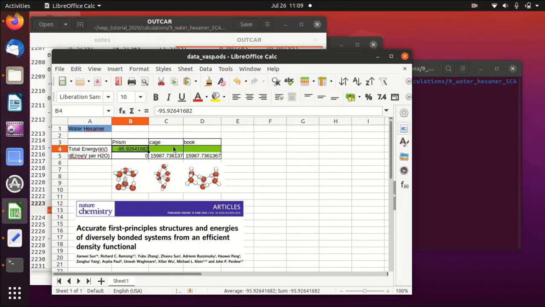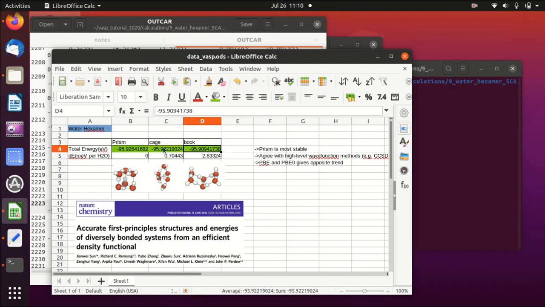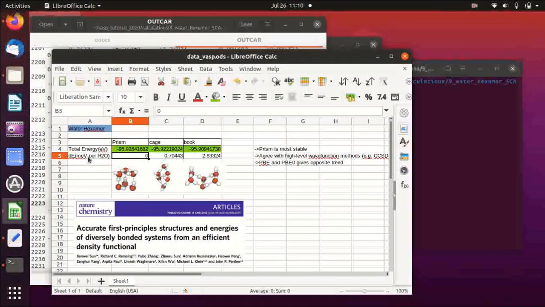Now basically for the cage and book structures, the calculation is the same. I will post the input files on my GitHub, so you can take a look at that, but I will not do the calculation now. I will just paste the result here. Now it's done. So this line is the total energy, and this line is the energy difference with respect to the prism structure in the unit of milli electron volts per water molecule, so it's divided by 6.